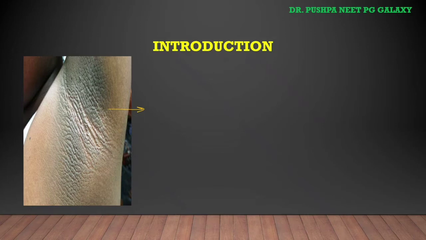What are the sites for this acanthosis nigricans? It can be seen in armpits, back of neck. It can be seen in groin area. Usually, it is seen in body folds and creases. These are the common sites.